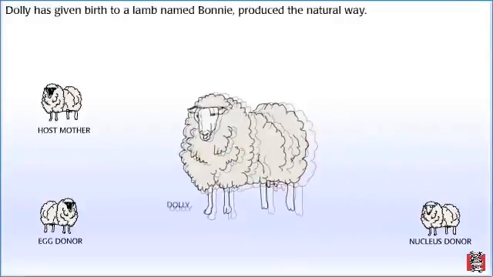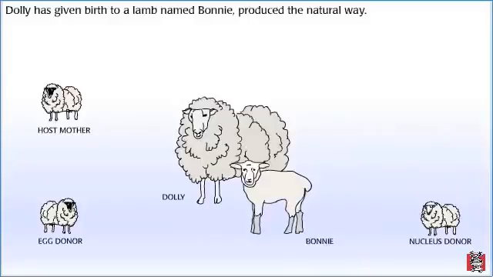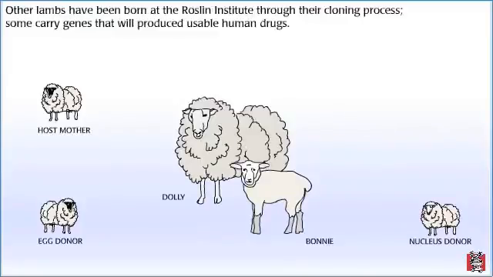Dolly has given birth to a lamb named Bonnie, produced the natural way. Other lambs have been born at the Roslin Institute through their cloning process. Some carry genes that will produce usable human drugs.